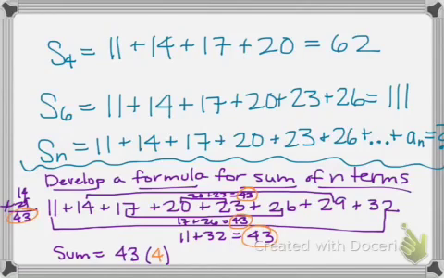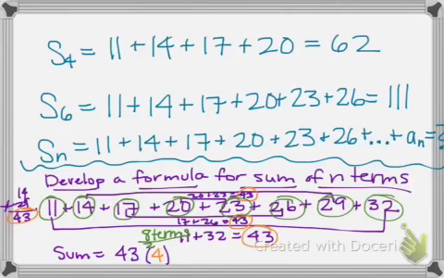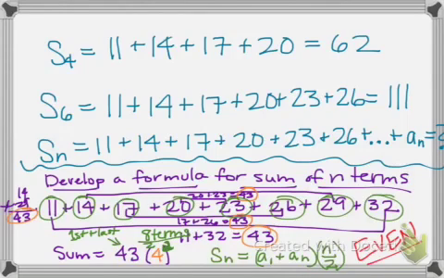So in order to develop a formula for this, we find that we have 8 terms, and since we paired each term with another term, we're dividing it by 2. So 8 terms divided by 2 gives us 4. And the way we got the 43 was we just took the first term plus the last term. So the formula for a particular sum of n terms is going to be S sub n equals a sub 1 plus a sub n, the first term plus the last term, multiplied by n over 2, the number of terms divided by 2. Now this works for even numbers.